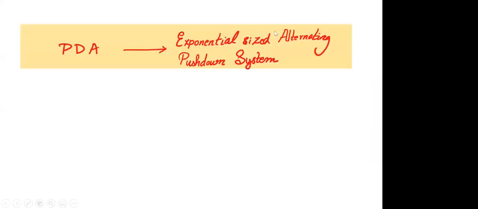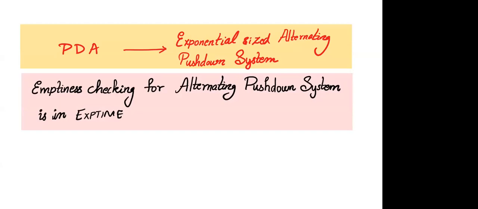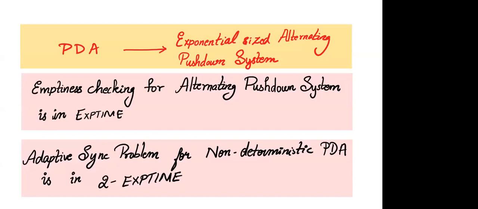We do that as follows. Given a pushdown automaton, we construct an exponentially bigger alternating pushdown system, or APS for short, such that non-emptiness of this APS is equivalent to having a strategy for synchronization in our original pushdown automaton. Just to confirm, an APS is a pushdown automaton where both existential and universal transitions are allowed, right? Indeed, that is correct. And we already know that checking non-emptiness of an APS is in EXPTIME. Right. And so we get the required 2-EXPTIME upper bound for the adaptive synchronization problem, right? Yes, that is how we get the upper bounds.